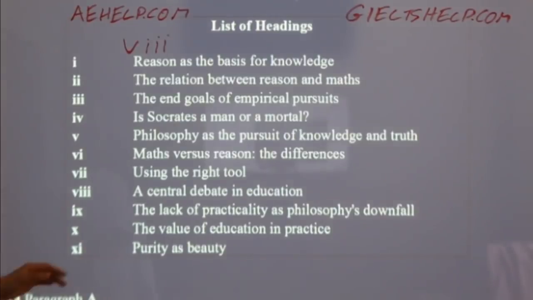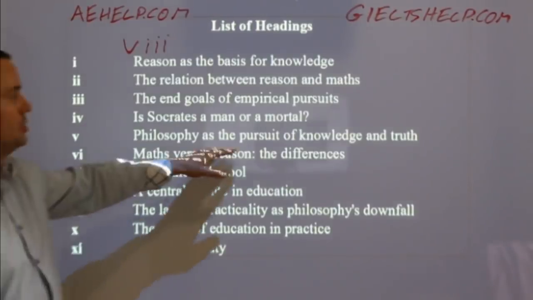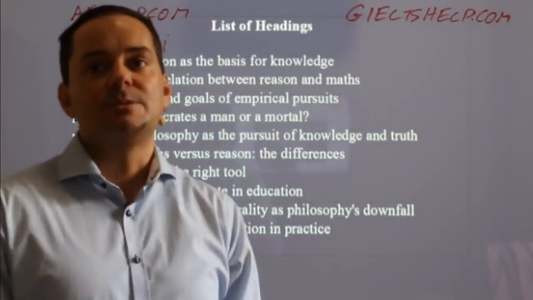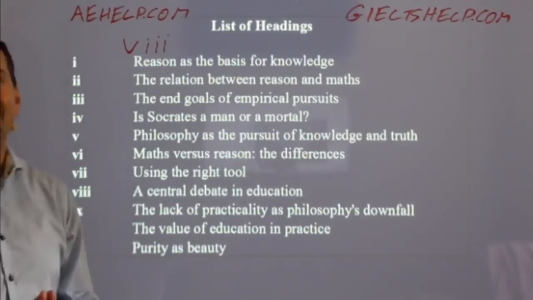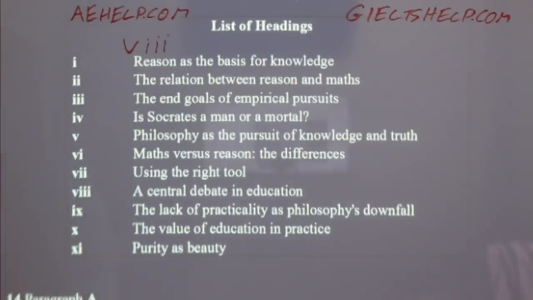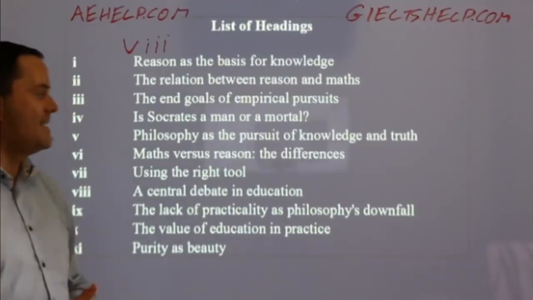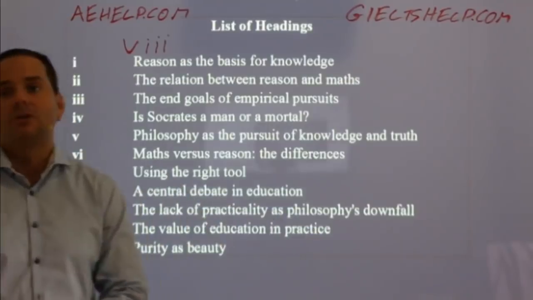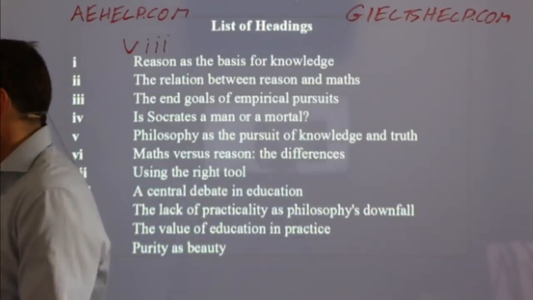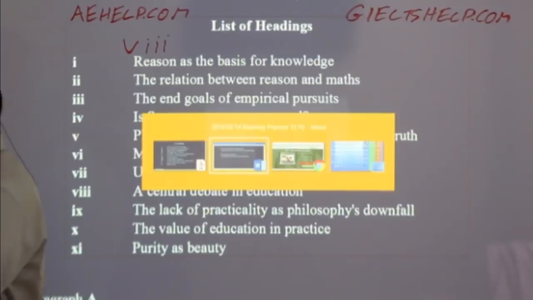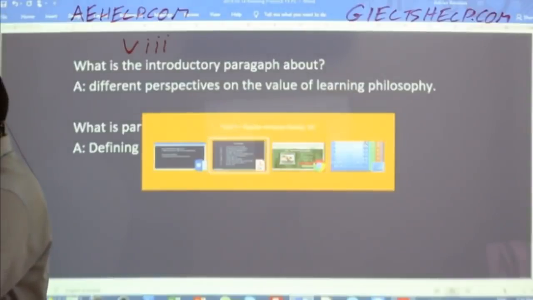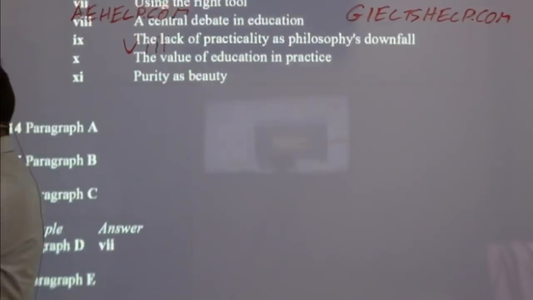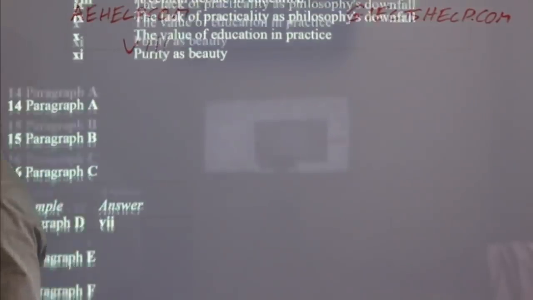So you're saying that philosophy as the pursuit of knowledge and truth, so the purpose of philosophy, it's got to be 5. There seems to be quite an agreement that it's 5. Maybe the lack of practicality as philosophy's downfall looks pretty good too. I agree, Igul. So let's just go with the majority for this one for now. Okay, so let's go with 5.